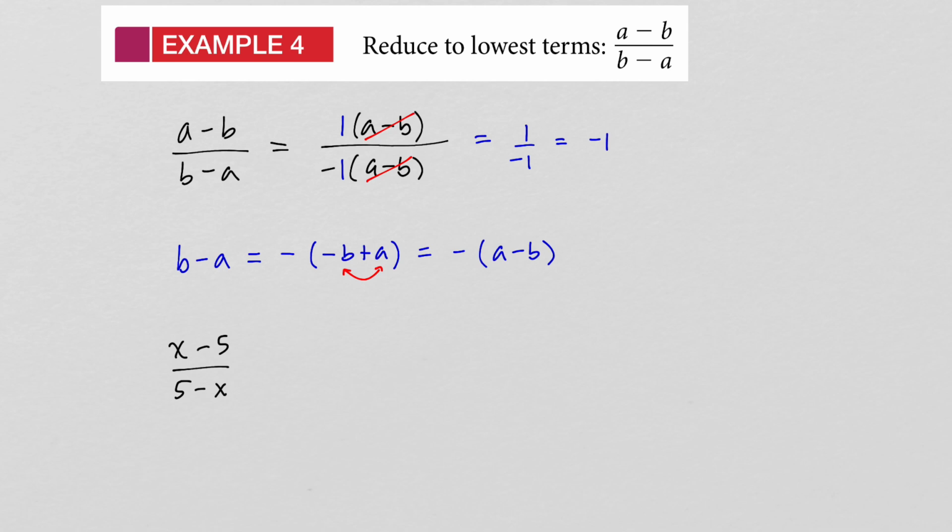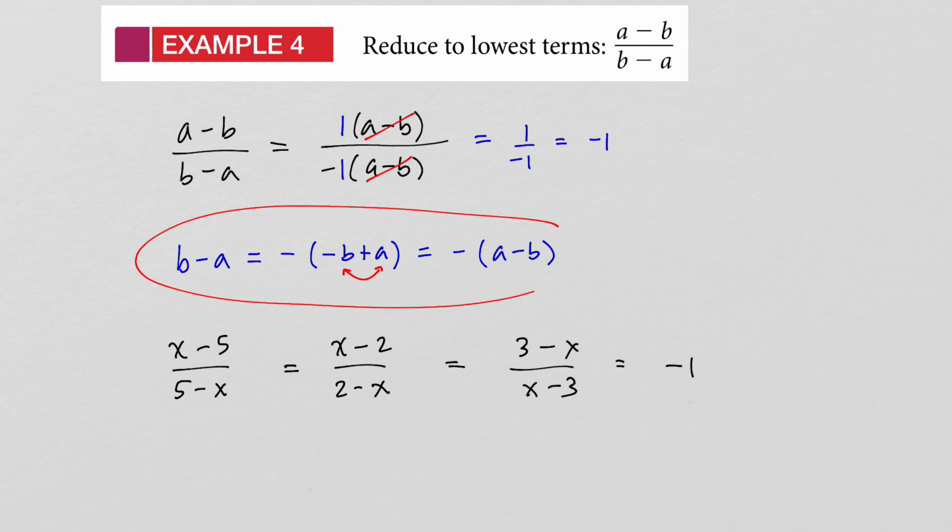Okay? So anytime you have opposites, so it could be x minus 5 divided by 5 minus x, okay? Or it could be x minus 2 divided by 2 minus x. Or it could be 3 minus x divided by x minus 3. All of these are equal to negative 1, okay? So this is a great shortcut to know. And then in the future, you can just use the shortcut. You don't actually have to go through this step.